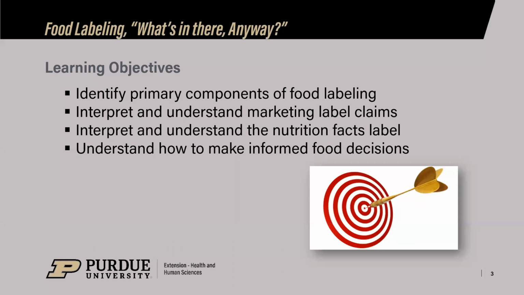So today we'll be talking about how to identify components of a food label. We'll understand and interpret the marketing labels, so the nutrition claims and the health claims. We'll talk more about nutrition facts and learn how to read them. And after today's presentation, the hope is that you'll be able to understand food labeling and be able to make healthier and informed decisions based off of what we learned today.